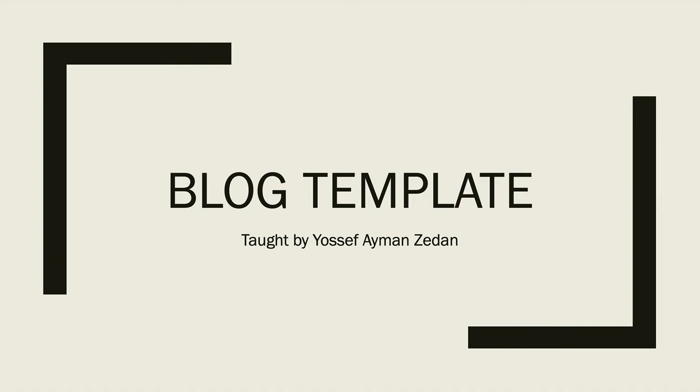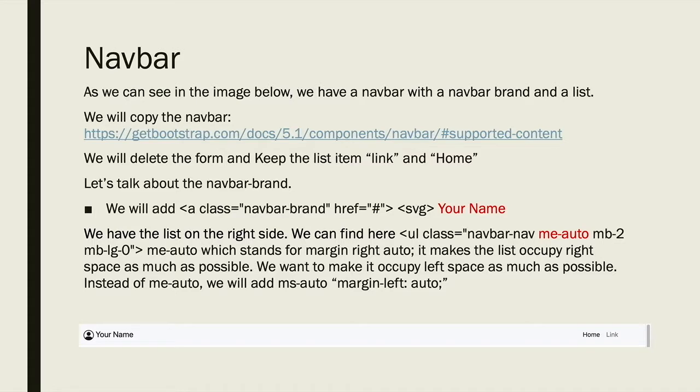We'll build the navbar for our plug template. So the first thing we're gonna do here is to make a presentation for the navbar. We can go to this one right here, to this slide. As we can see from this image here, we have a navbar brand and a list. We will copy the navbar from this link right here.